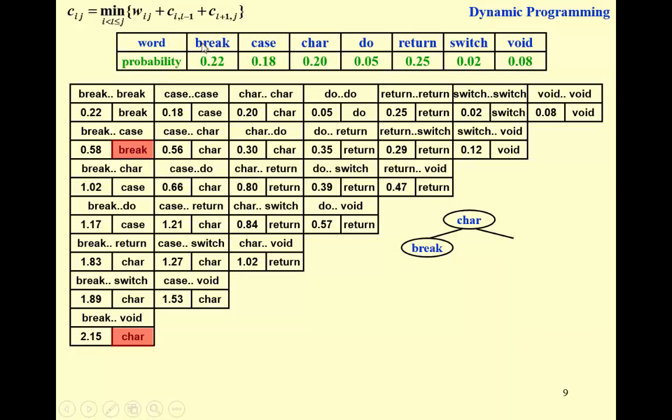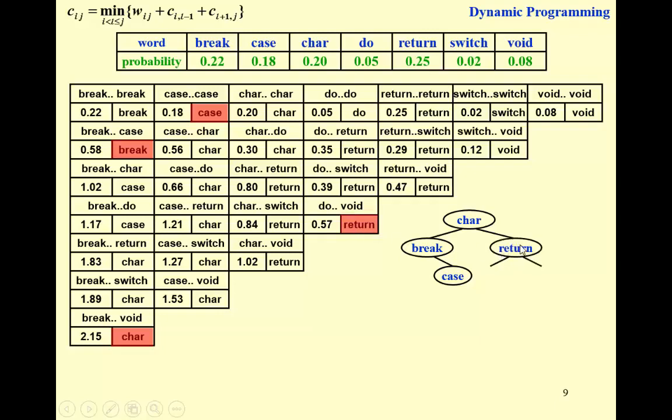So we have break as the root. Here we see that since break is the first word, it has no left subtree, and case will be its right subtree. We look at the unit that contains from case to case. So case is the root, and case is its right subtree. All right? Now you can obtain its right subtree all by yourselves, right? So we search in this table for the subproblem from do to void. And we know that return is going to be the root.